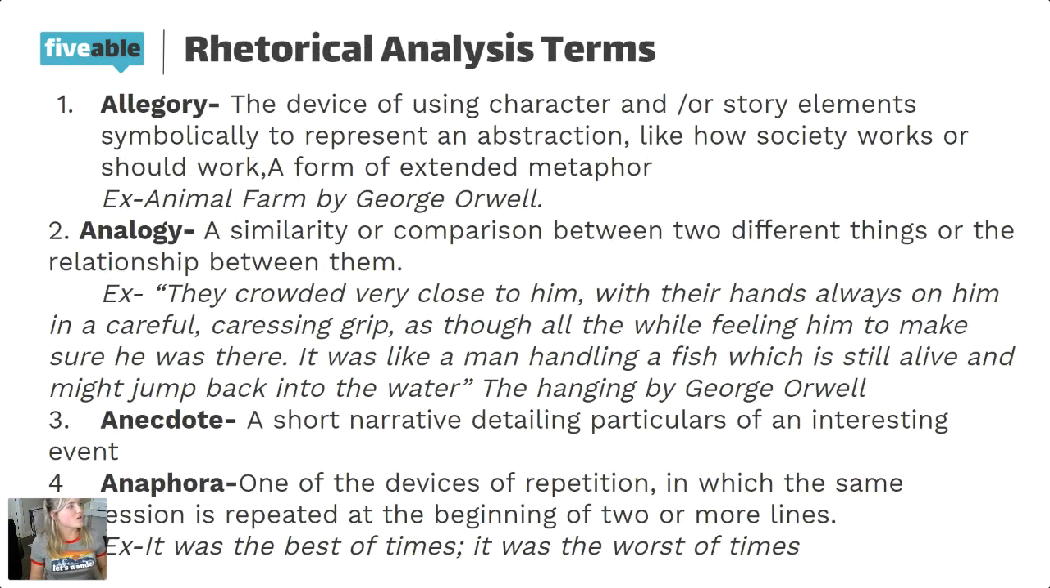So first is an allegory, which is the device of using character and story elements symbolically to represent an abstraction, like how society works or should work. So it's like an extended metaphor. A good example of this is Animal Farm by George Orwell. After reading that, you should probably know that it's not just about a farm. If you take the historical context of the time, it's really about communism and all this stuff. So it's like an extended metaphor, which would be an allegory.